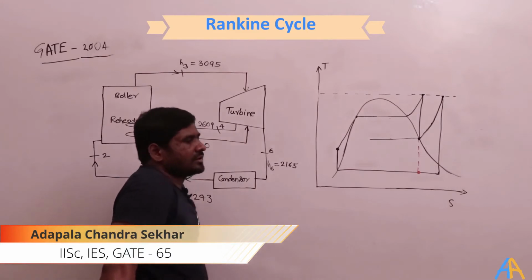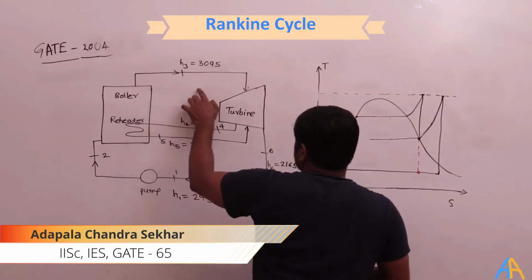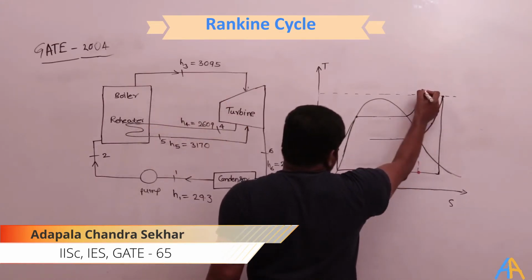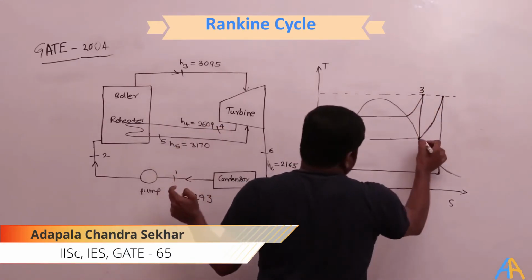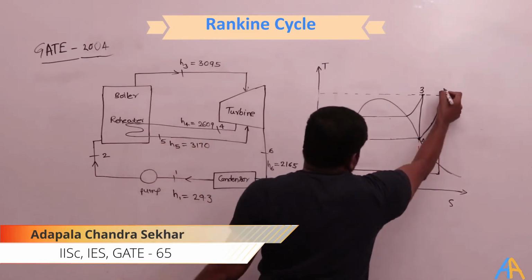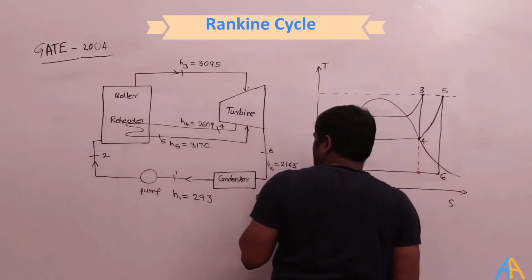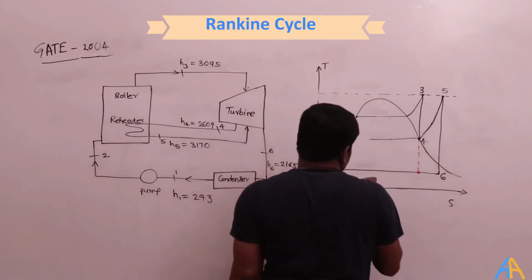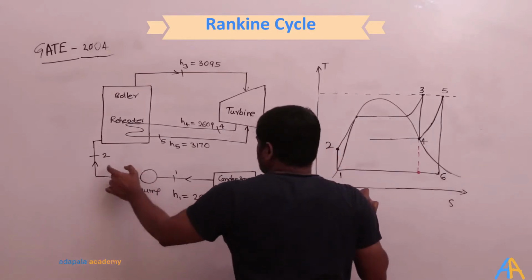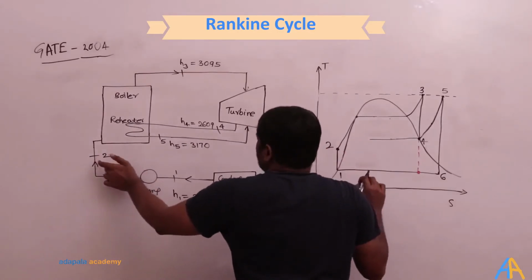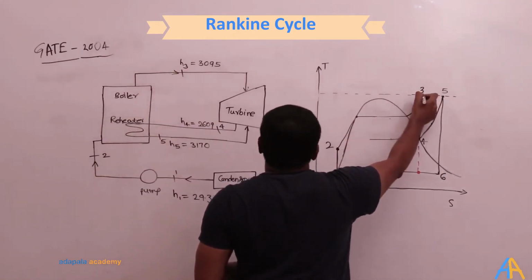Then efficiency can be found very easily. Where is H3? H3 is before the turbine. After that, what happened? It expanded up to point 4 at 0.4 megapascal. Again it is reheated up to point 5. And again it is expanded up to point 6 here. After that, in the condenser it went to point 1. And after point 1, this is point 2, the pump. After the pump, from here to here we are pumping, right? From 2 to 3, directly point 3.